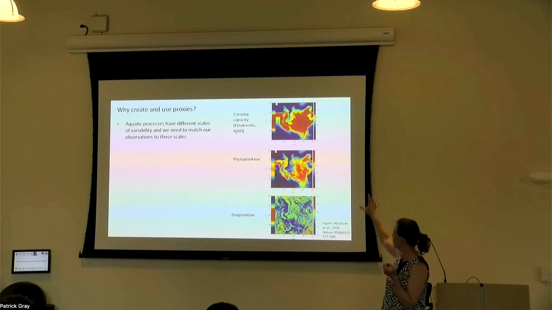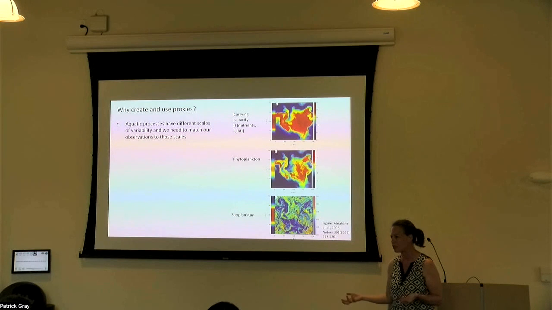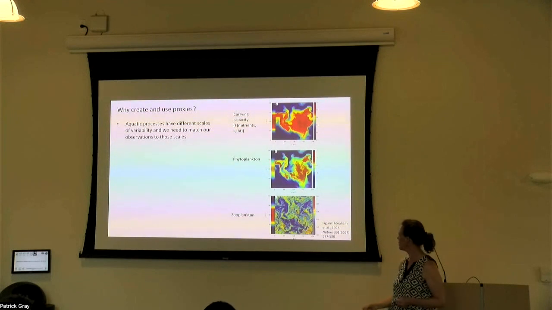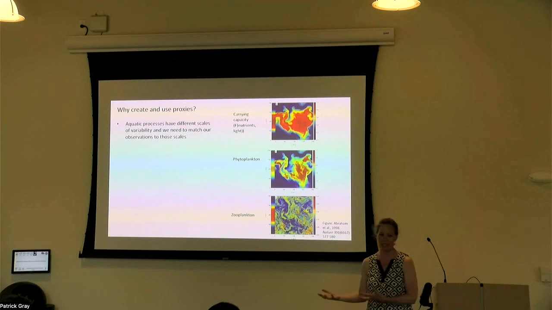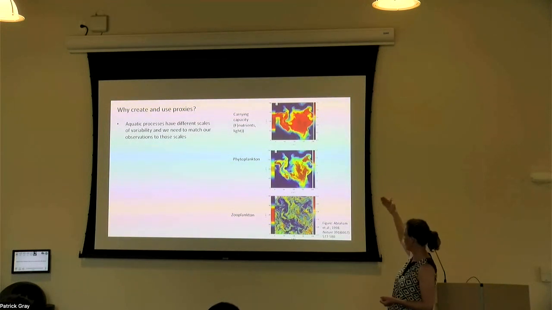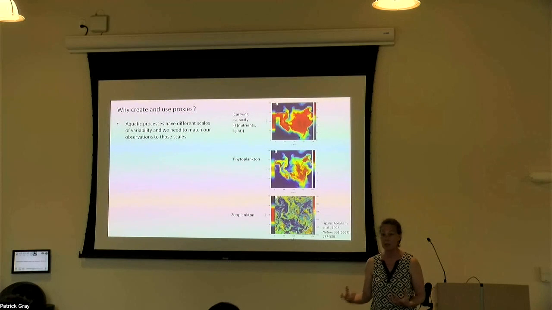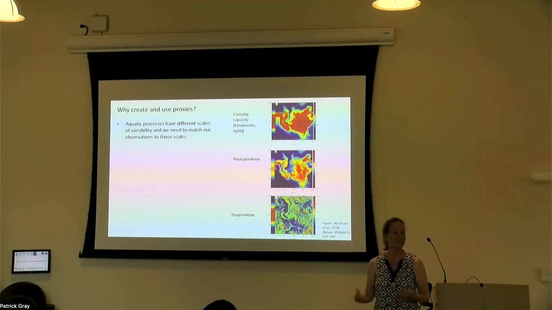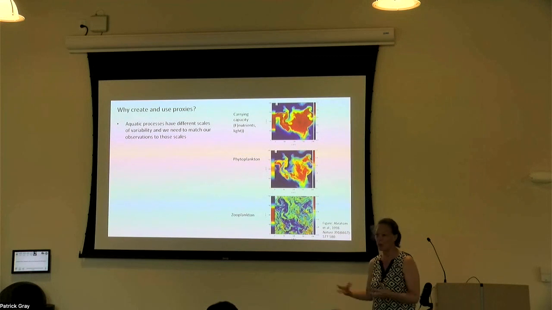So the top panel is a model of some theoretical carrying capacity in the ecosystem function of the transit of light. The middle panel is phytoplankton that are driven by that varying carrying capacity, and then zooplankton that are working with phytoplankton. And you can see that there's an increase in the complexity, the spatial scale gets smaller and smaller as you go up. I'm putting this up to illustrate that inherently there is a lot of variability in oceanic processes, and we want to be able to measure those processes on the right scale.